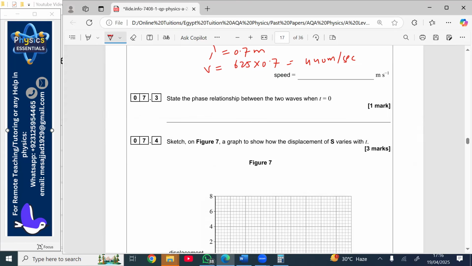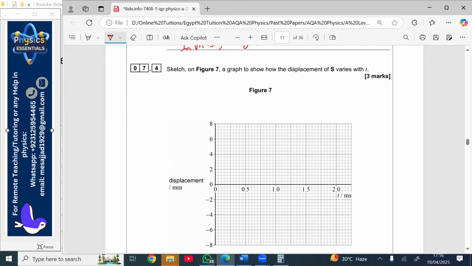State the phase relationship between the two waves when t equals 0. When crest meets crest and trough meets trough, they are superposed on each other. Of course, there is no phase difference, so it means they are in phase, or a phase difference of 0 degrees.